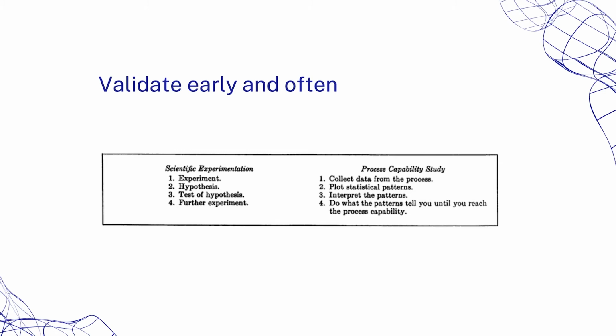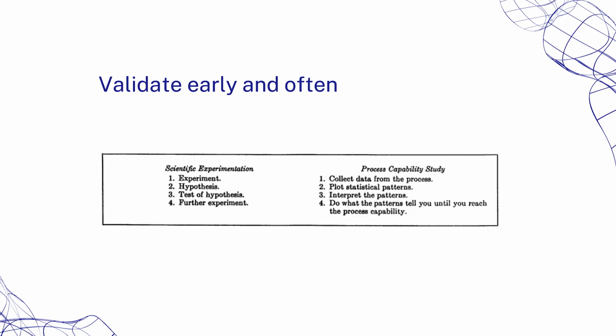So in terms of the process capability studies of implementing this, I came up with 4 steps. The first is to collect data from the process. The second is to plot those statistical patterns. The third is to interpret those patterns. And finally, the fourth one is a little bit self-evident, which is do what the patterns tell you. And this really suggests that the patterns are self-evident in terms of what needs to be done.